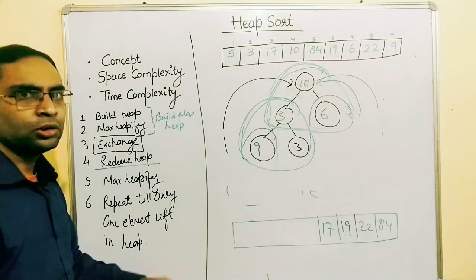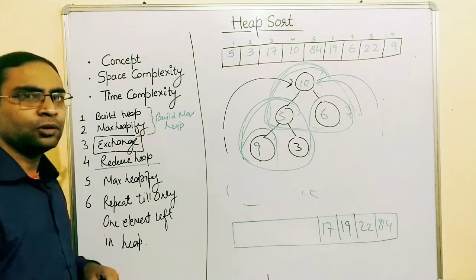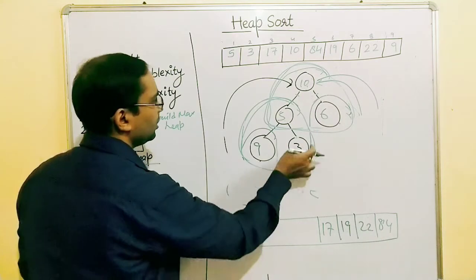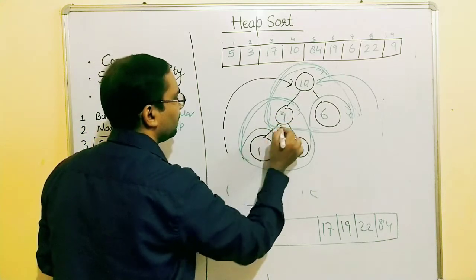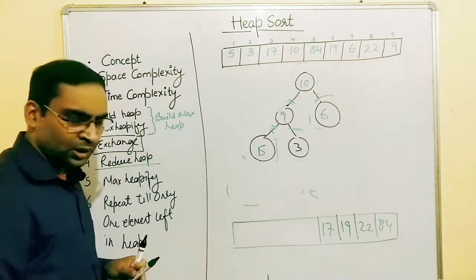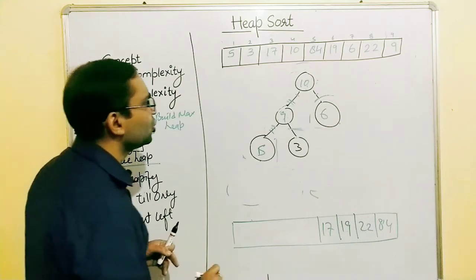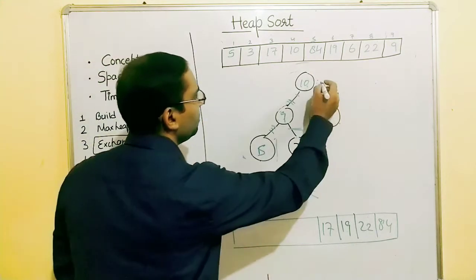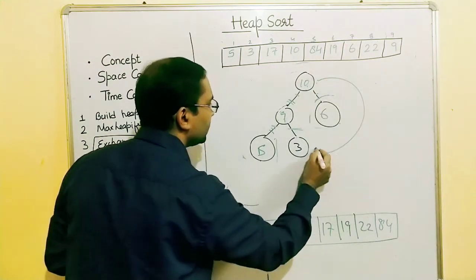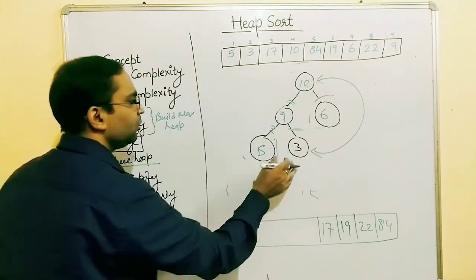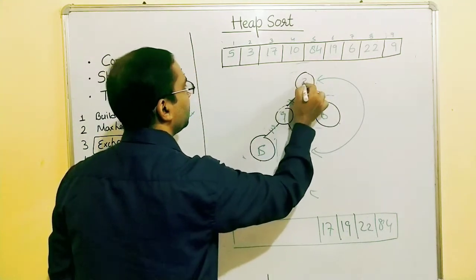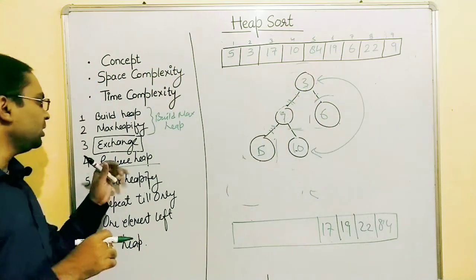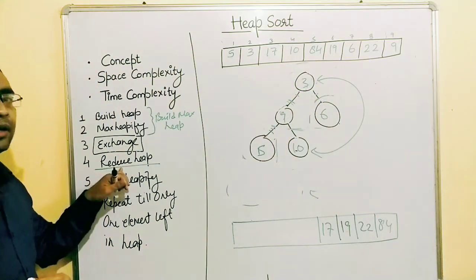Now we'll again go to the bottom and again check for the violations. So we can see there is a violation. So 9 will go up and 5 will come down. This is a max heap and we need to exchange the elements. So which elements will be exchanged? The root and the last element. 10 and 3 will be exchanged. So here it will be 10 and on the top it will be 3. Once we have done the exchange, we need to perform reduction of the heap.